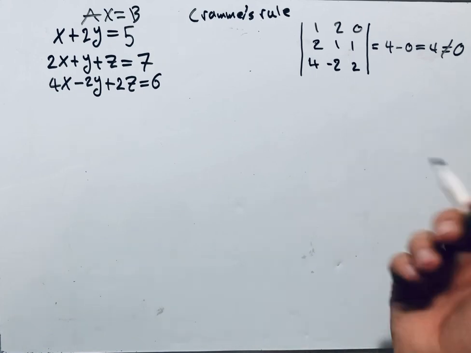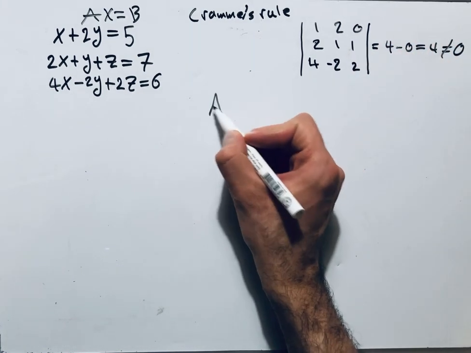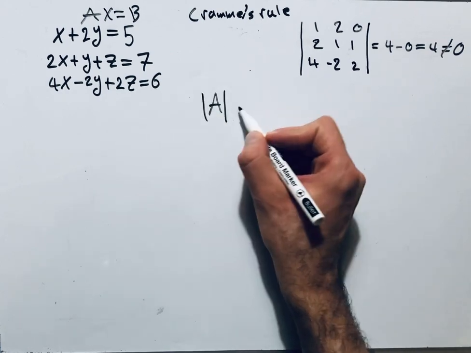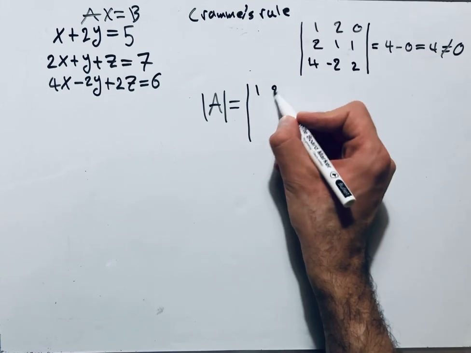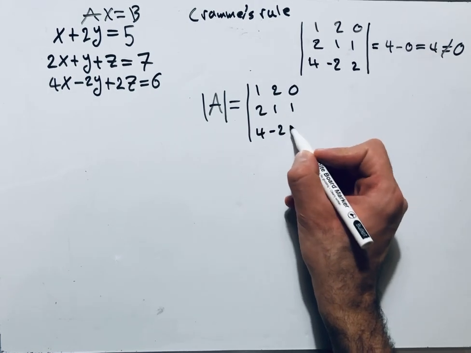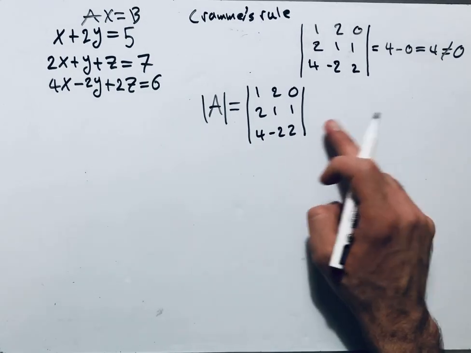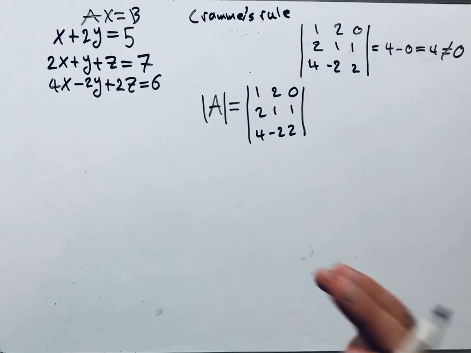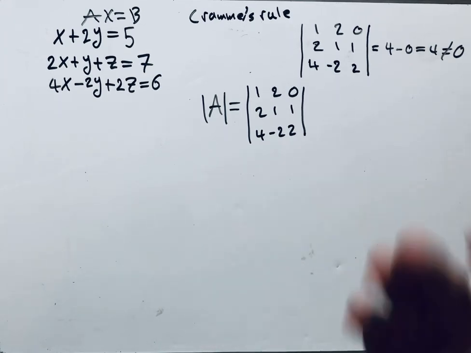So I'm going to do the same thing again. I'm going to call it the matrix A. So the determinant of A, as we said, the same thing: 1, 2, 0, 2, 1, 1, 4, negative 2 and 2. Before actually calculating the determinant here, we're going to need to find the determinants of 3 other matrices.